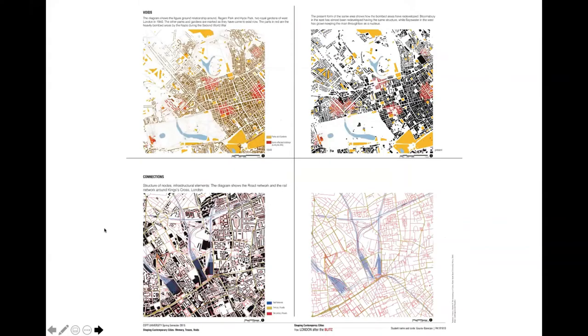Another example, probably even more fascinating: this student, Gaurav, decided to look at London, making a comparison between after the 1940s and the present situation. Of course he was addressing the bombing that heavily destroyed London during the Second World War. He made this kind of overlapping of traces to critically understand the changes, but also the different density of the city.